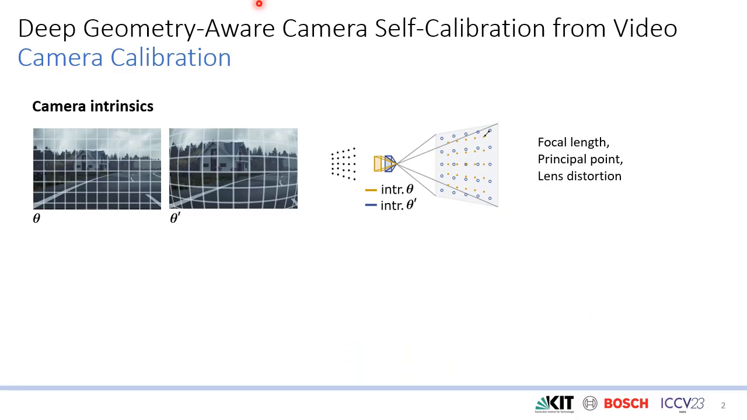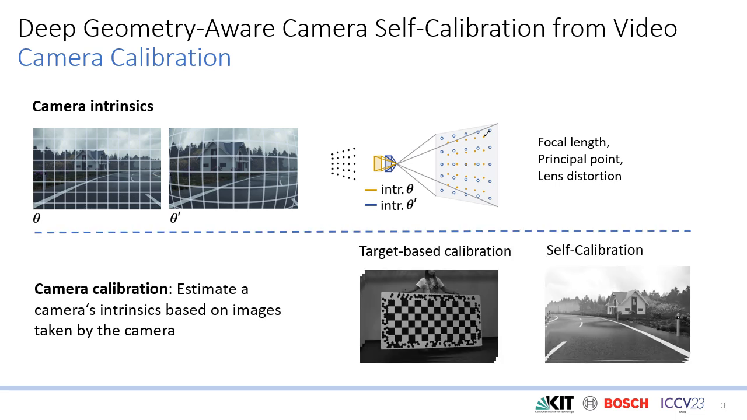The goal of this project is to accurately infer the intrinsics of a camera. And as shown in these images here, the intrinsics characterize how a camera projects points from the three-dimensional world to a two-dimensional image, and they are an important precondition for tasks such as visual SLAM, structure from motion, or neural radiance fields.